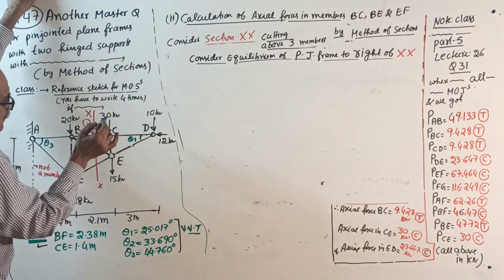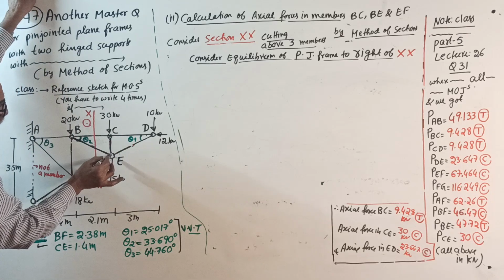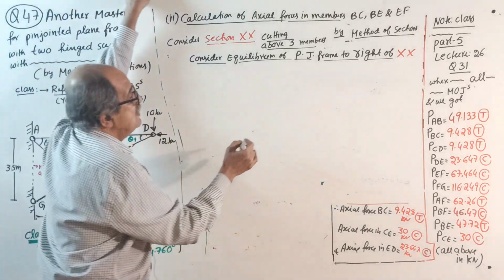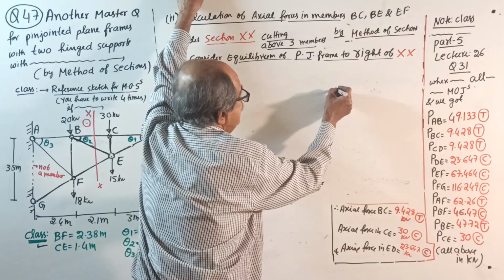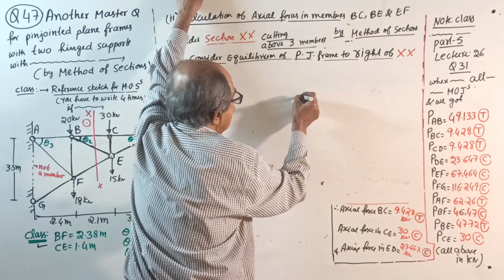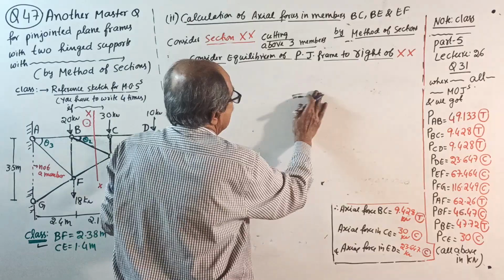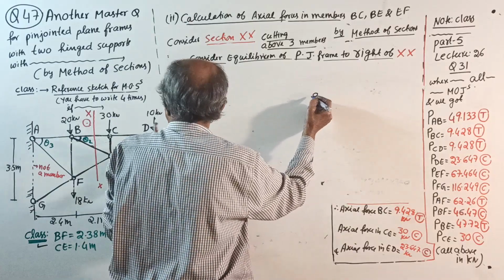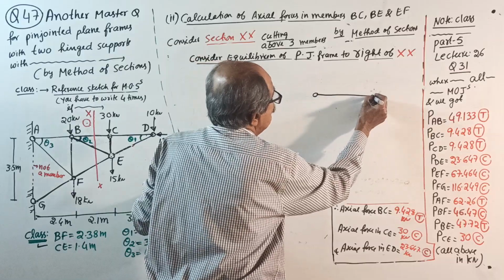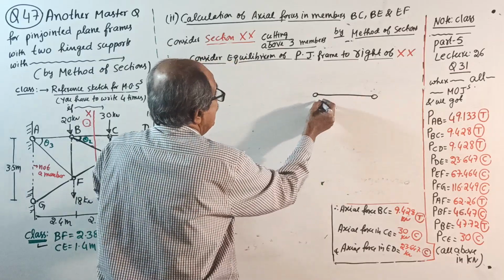Now, C intact, E intact, D intact. See, C intact here. C intact, D intact. Intact means no disturbance. And also E.